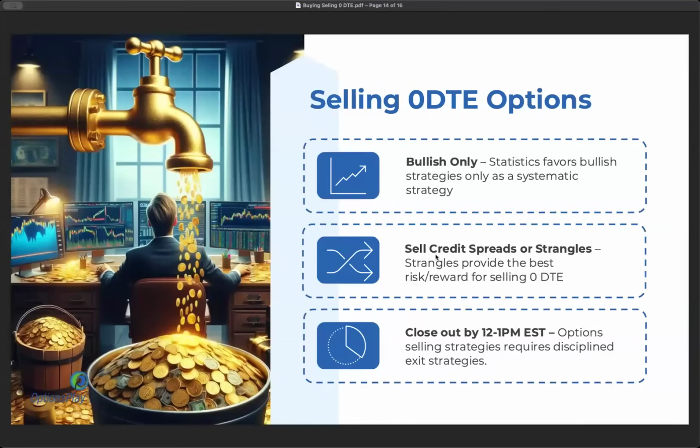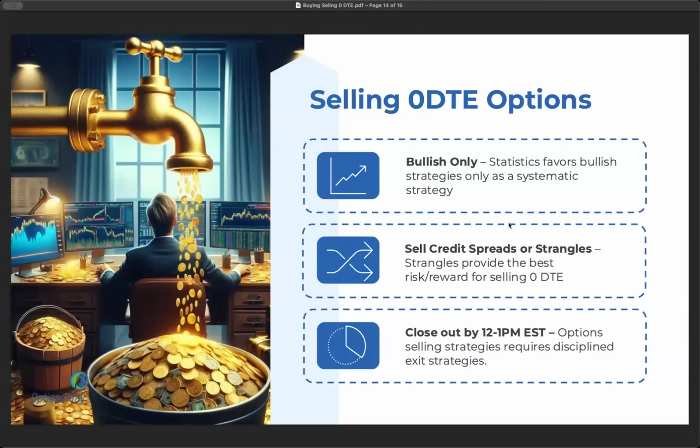And that's where I think adding a selling option strategy on top of that is something you might want to consider, because when you're selling options, bullish strategies tend to be statistically more favorable, just because markets move higher 60% of the time and lower 40% of the time.